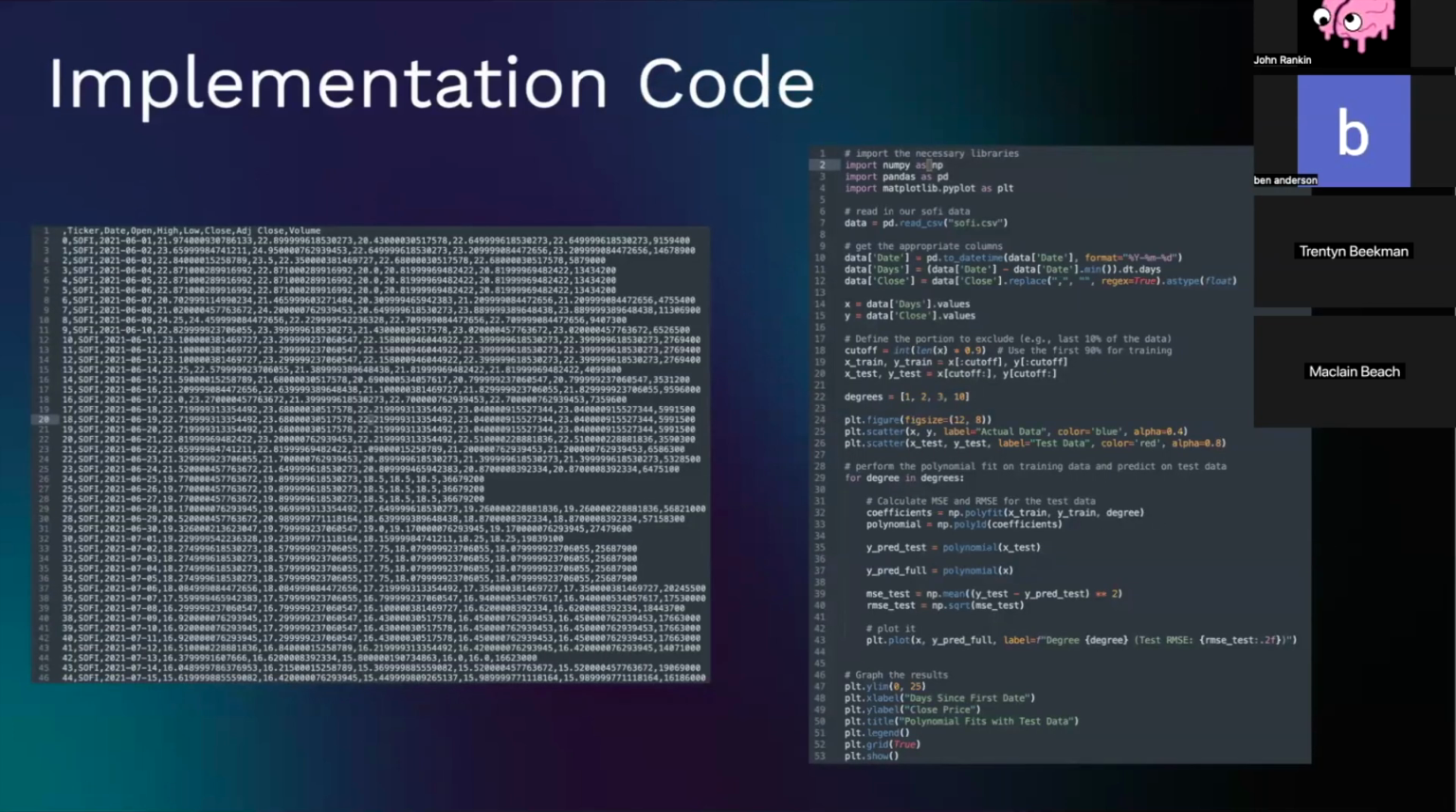Yeah, so we'll go through a bit of the implementation. On the left here, you can see what the data looked like in the CSV, where we just have some ticker prices with the open, high, low, and close values for the SoFi stock. And then on the right is the script we used in Python. Like mentioned, we used NumPy and Matplotlib, and we also used pandas for reading in the CSV. And then we perform the same polynomial fit over 4 different degrees, which are graphed in the following slides.